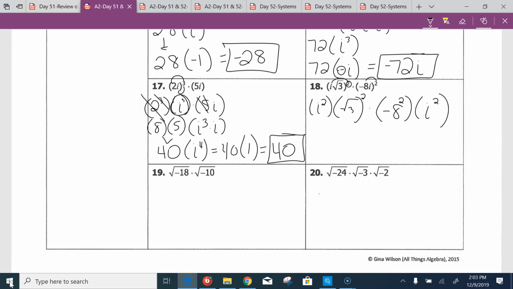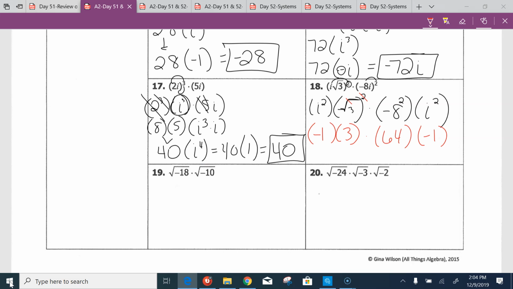So looking at my chart, actually I'll handle the numbers first. I have 3 square rooted and then squared. When I square root and square a number, that cancels out. So I'm left with just a 3 down here on the bottom. i squared, according to my chart above, equals -1. And that's also again over here. -8 squared, however, means I'm going to take -8 times -8, which gives me a +64.